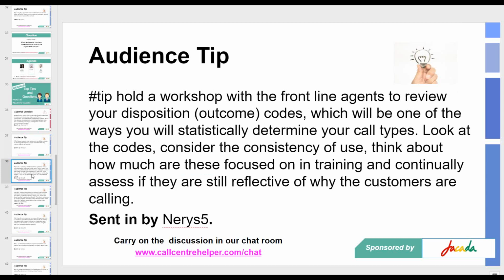But yeah, I think communication and understanding is really important. Take your time on that, so people know how to contact you the quickest way, easiest way, etc. And there it says, hold a workshop with frontline agents to review your disposition or outcome codes, sometimes known as wrap-up codes, which will be one of the ways you will statistically determine your call types. Incidentally, that's also very good for building your business case. Look at the codes, consider the consistency of use, think about how much they're being focused on in training, and continually assess if they are reflective of why customers are calling.